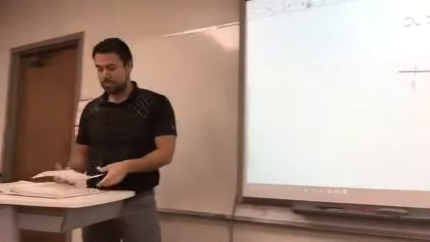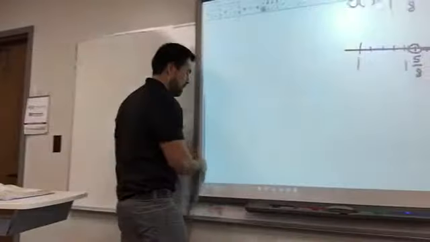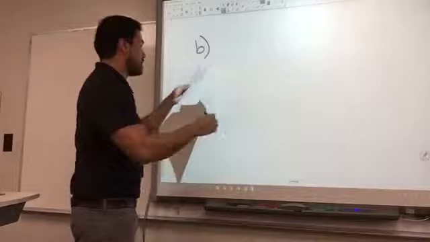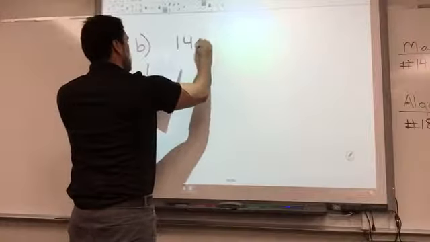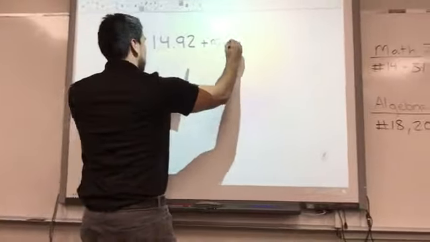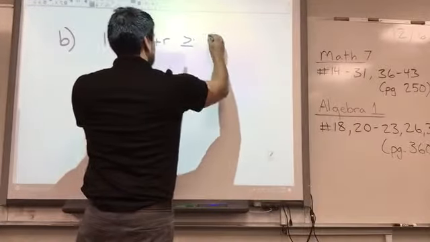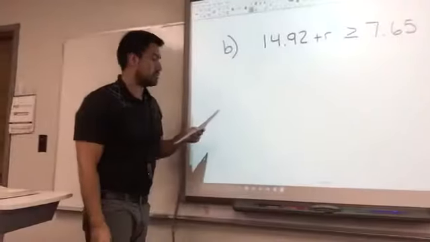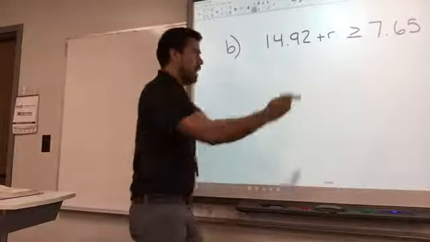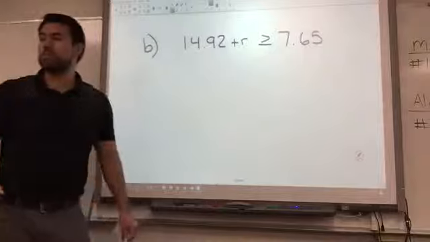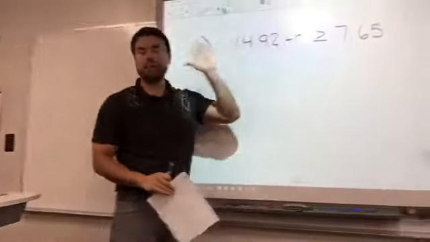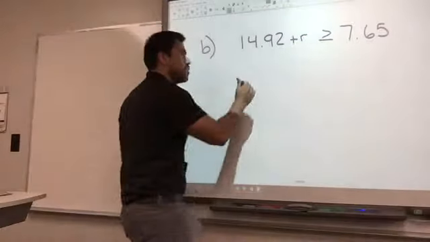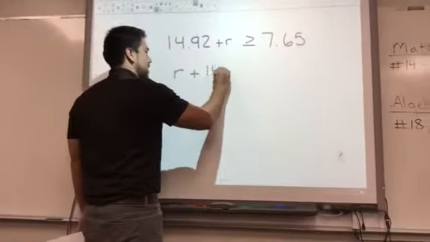All right, let's go to B on the same example. And this time we have decimals. Good questions, guys. I think all of these have been really good questions. 14.92 plus r is greater than or equal to 7.65. All right, and I see the variable, but people get tripped up with that variable. Some people say, man, I've got to have that variable first. Can I write it first? Yes. So if you're really picky and you want that, that's okay.